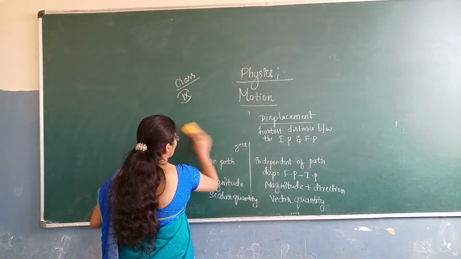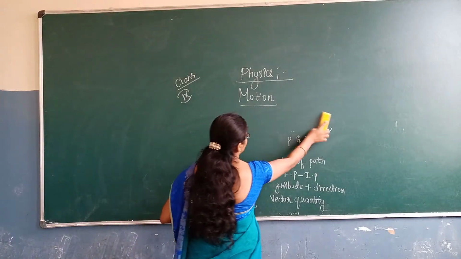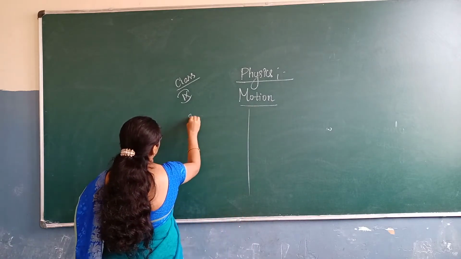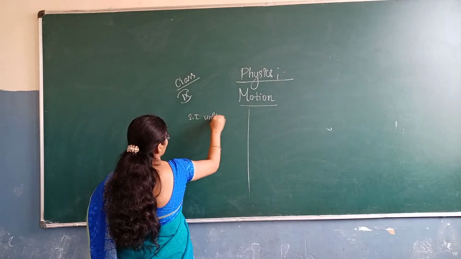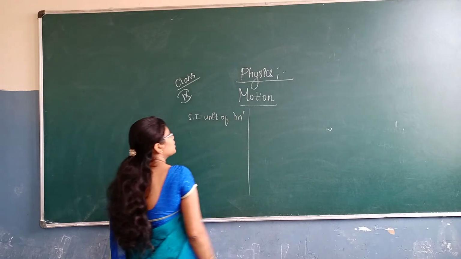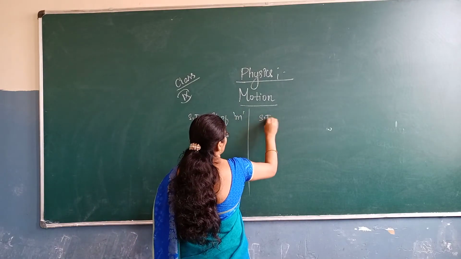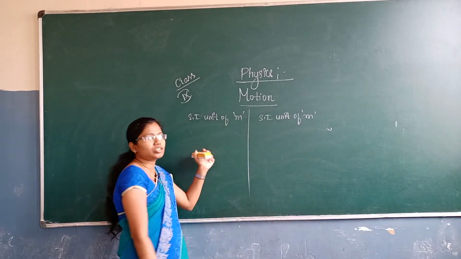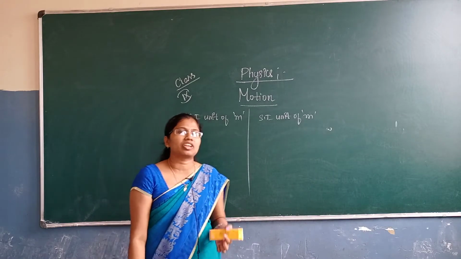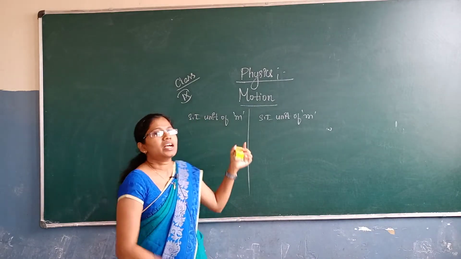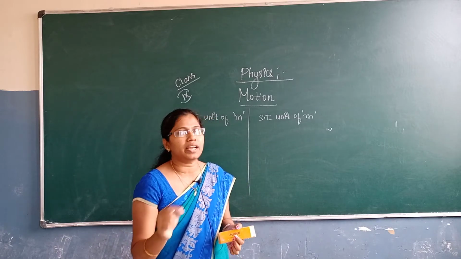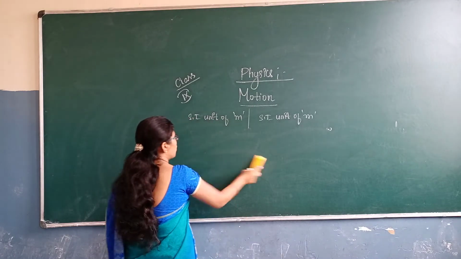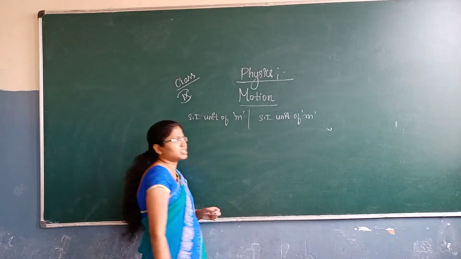The next important point regarding distance and displacement is that the SI unit of distance is meter, and the SI unit of displacement is also meter. Both distance and displacement have the same unit, meter, denoted by the small letter m.